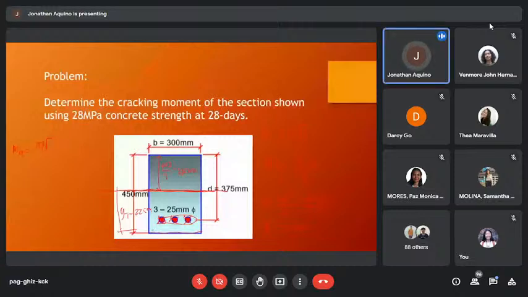So the cracking moment MCR, okay, is equal to 0.7 square root of F prime C. So F prime C is 28 megapascal times IG. So yung IG natin, ilan to? Ano yung value ng IG? 300 times 450 cubed over 12.